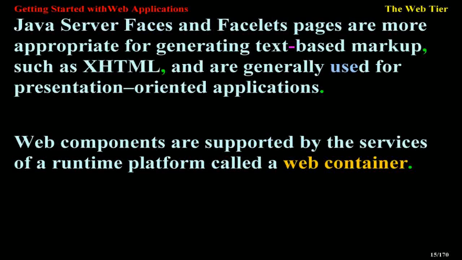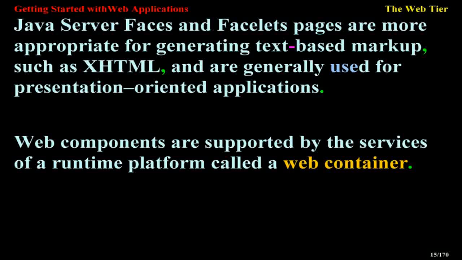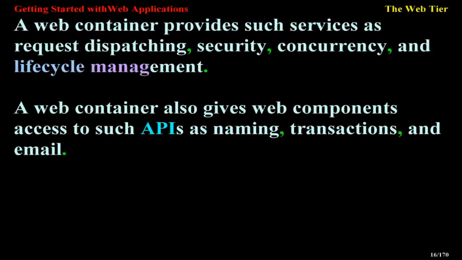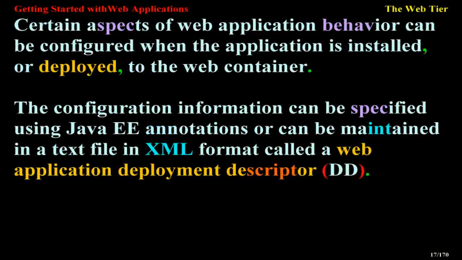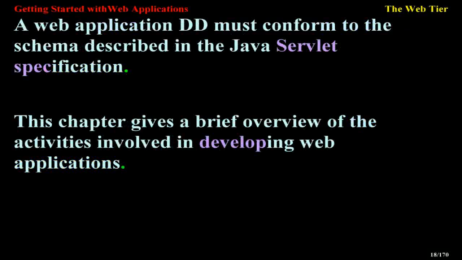Web components are supported by the services of a runtime platform called a web container. A web container provides such services as request dispatching, security, concurrency, and lifecycle management. A web container also gives web components access to such APIs as naming, transactions, and email. Certain aspects of web application behavior can be configured when the application is installed or deployed to the web container. The configuration information can be specified using Java EE annotations or can be maintained in a text file in XML format called a Web Application Deployment Descriptor (DD). A Web Application DD must conform to the schema described in the Java Servlet specification.